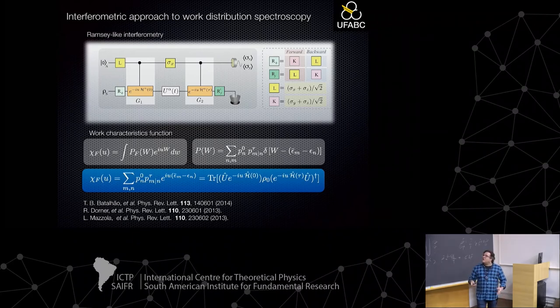If we are talking about spins, we can use this kind of interferometry to encode in the magnetization of this spin system the characteristic function of the work distribution. This is what we want to measure. So for those who are familiar with quantum optics, you will see that this is very similar to a Ramsey interferometric scheme.